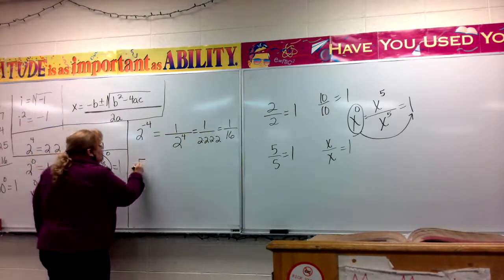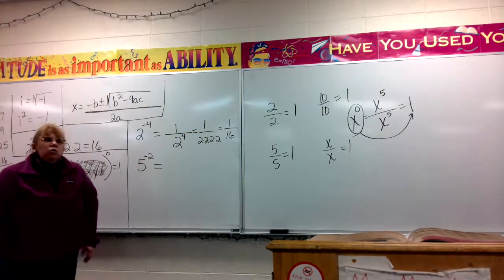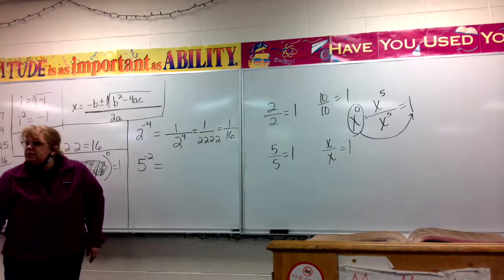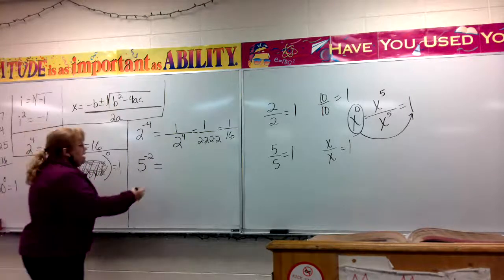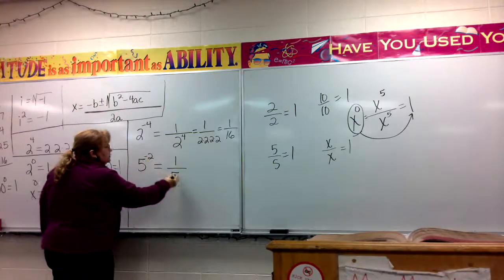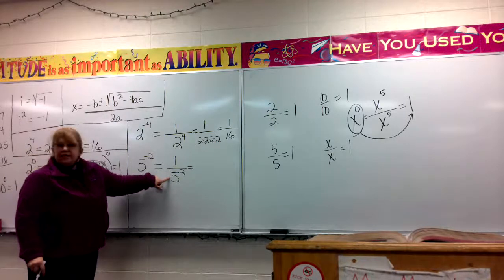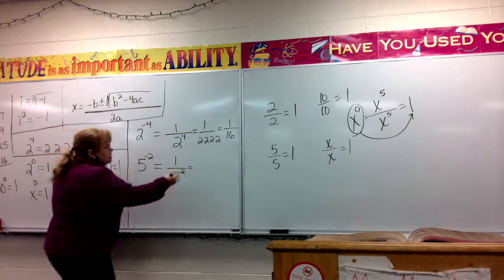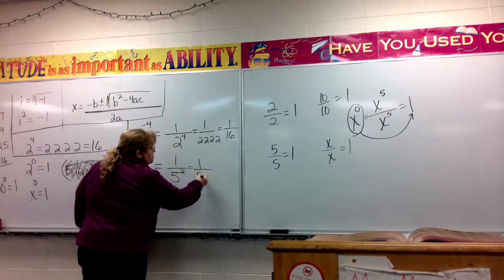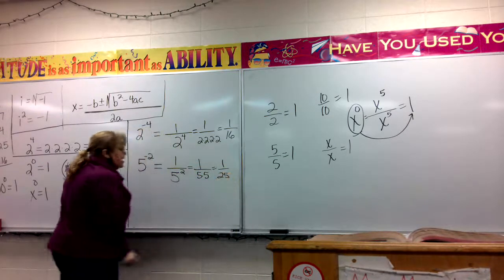So if I give you 5 to the negative 2, what do you do to get rid of the negative? Bring it down. Make it 1 over 5 to the positive 2. Now you can do this, right? That's just 1 over 5 times 5, which is 1 over 25.